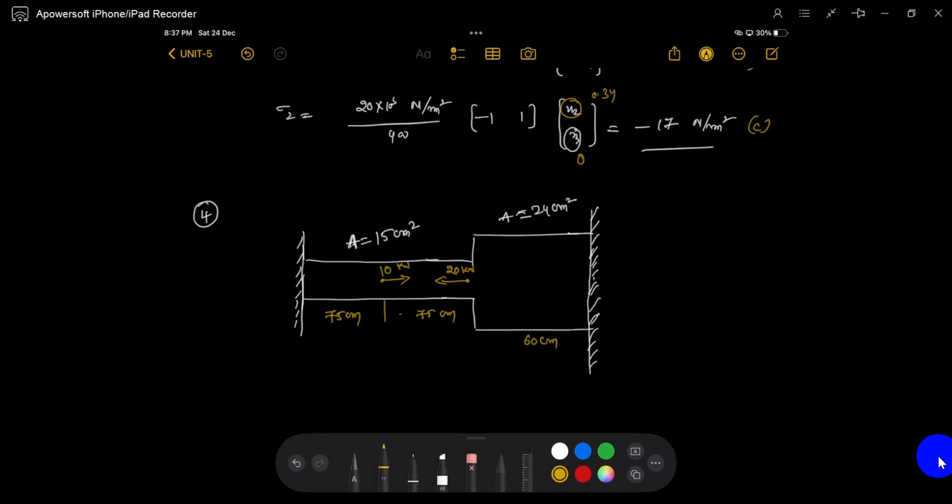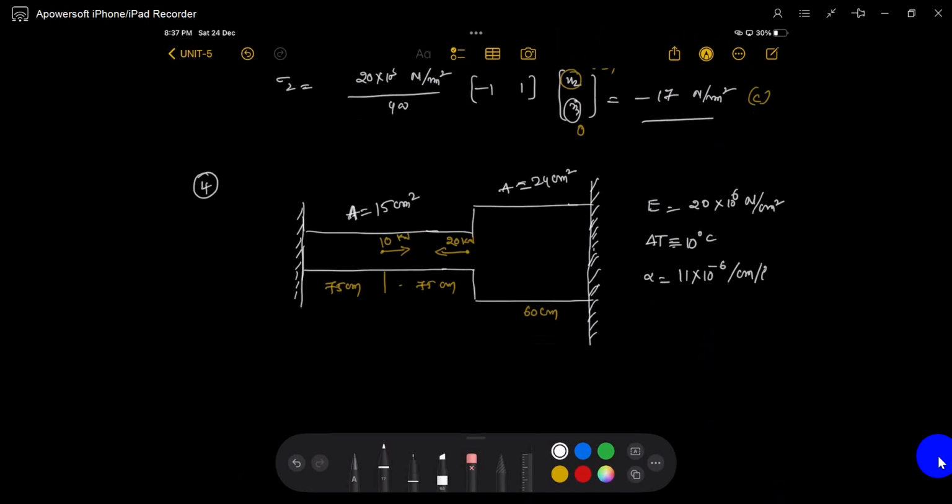Young's modulus of everything is 20 into 10 power 6 Newton per centimeter square, and the temperature rise of the whole system is 10 degrees Celsius, and the thermal coefficient alpha is 11 into 10 power minus 6 per degree. Okay, so this is the idea.